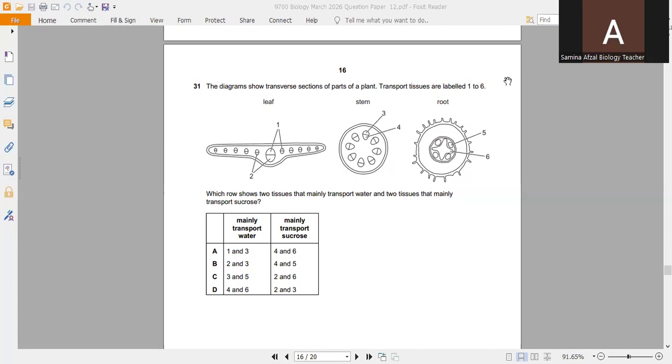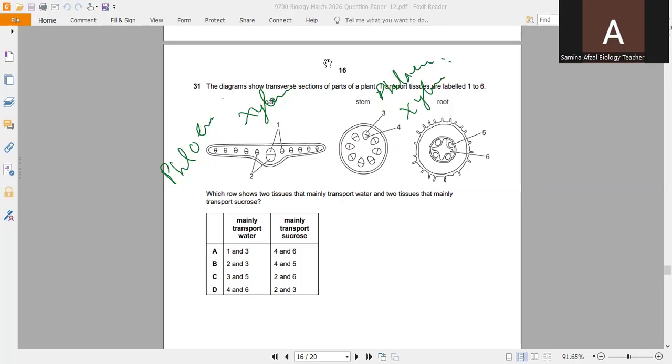The diagram shows transverse sections of parts of a plant. Transfer tissues are labeled 1 to 6. So this is a leaf, and in the leaf, towards the upper epidermis is xylem, then phloem. And in the stem, towards the outer side, this is phloem. And at 4 is xylem.